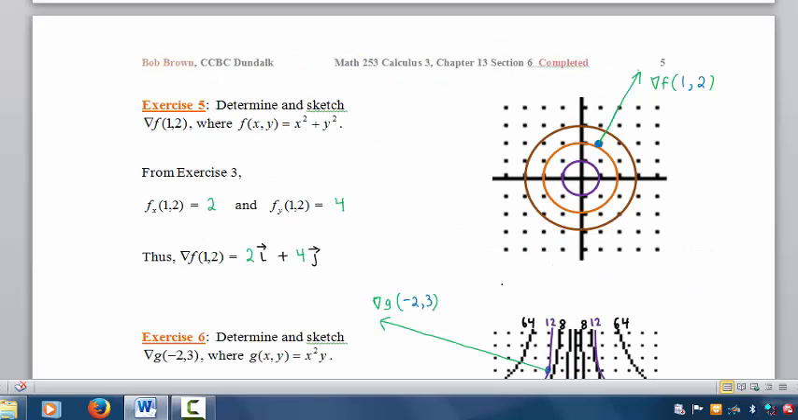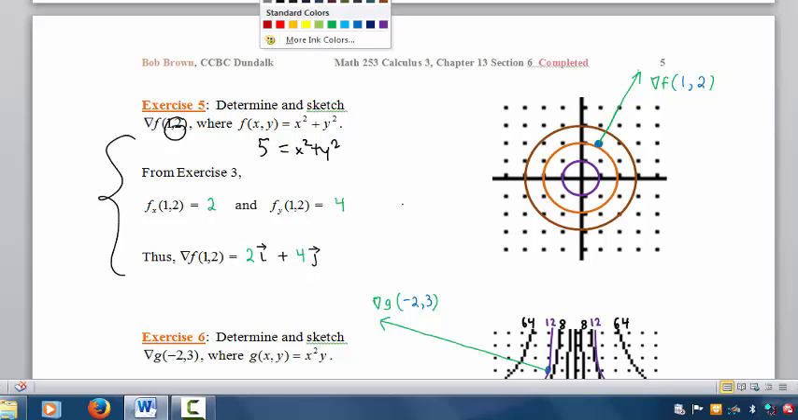In exercise 5, we have a recap of what we did in exercise 3. Notice the position of the gradient vector. First of all, let me ask you, it's not stated here, but on what contour does the point 1, 2 lie? Well, if I plug in 1 and 2, I get a value of 5, so it's on a contour with value 5. And 5 equals x squared plus y squared would be a circle of radius square root of 5 centered at the origin. 1, 2 lies on contour with value 5, level curve value 5.